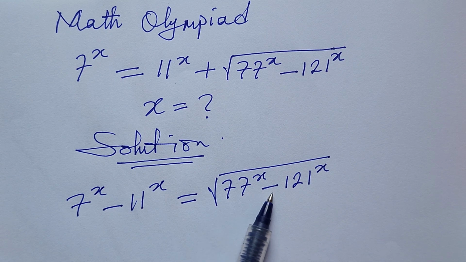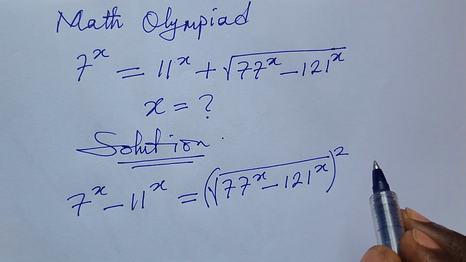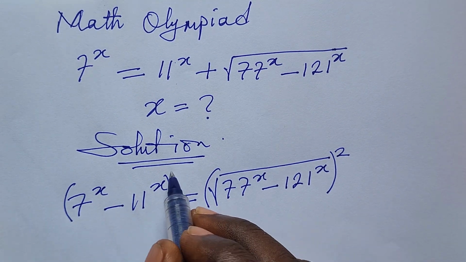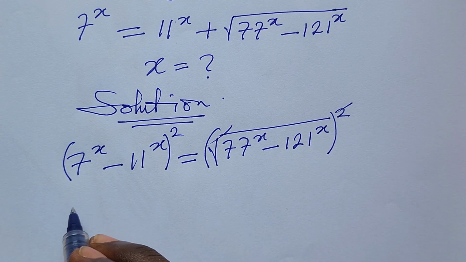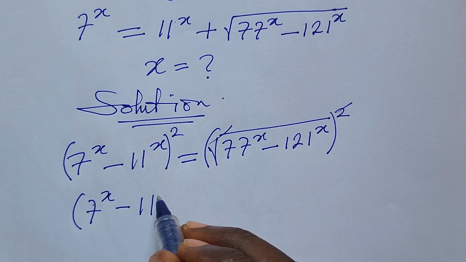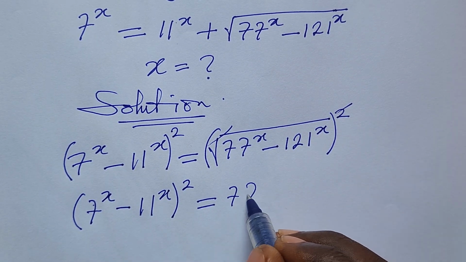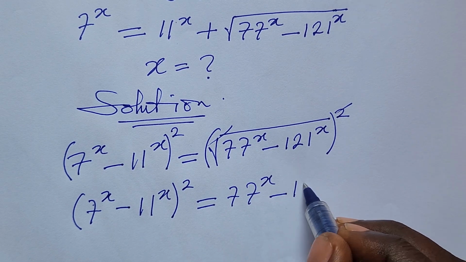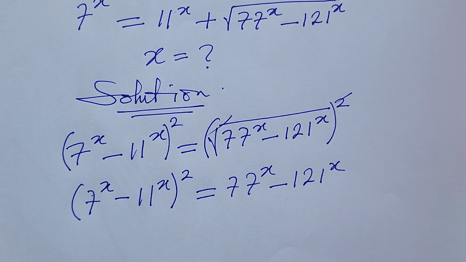Now we discover that the radical is now standing on its own. We have to eliminate this radical. How do we do that? We just have to raise both sides to the power of 2. We equally do that to this side also, so this and this will leave. So we now have, bracket open, 7 to the power of x minus 11 to the power of x, close bracket, to the power of 2. This is equal to 77 to the power of x minus 121 to the power of x. Easy, right? Good.